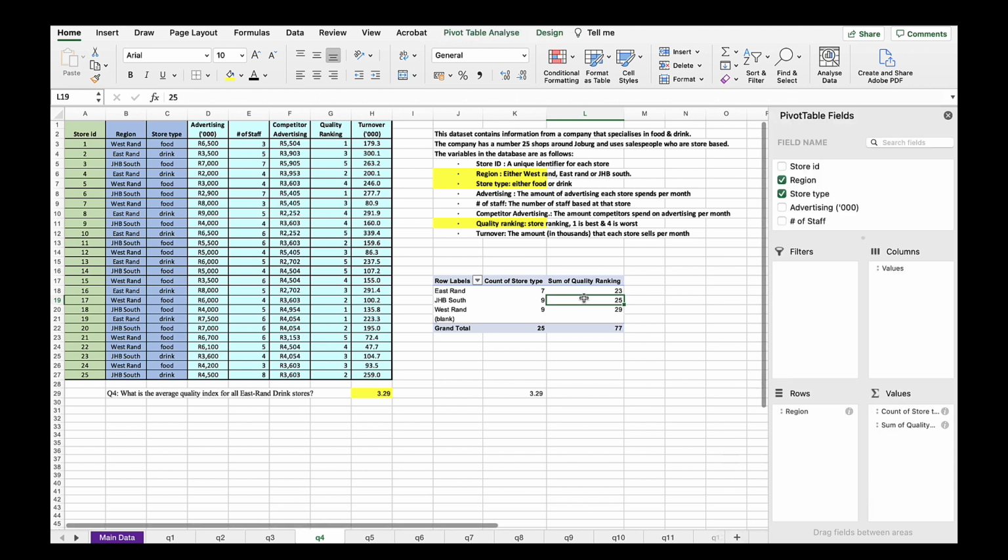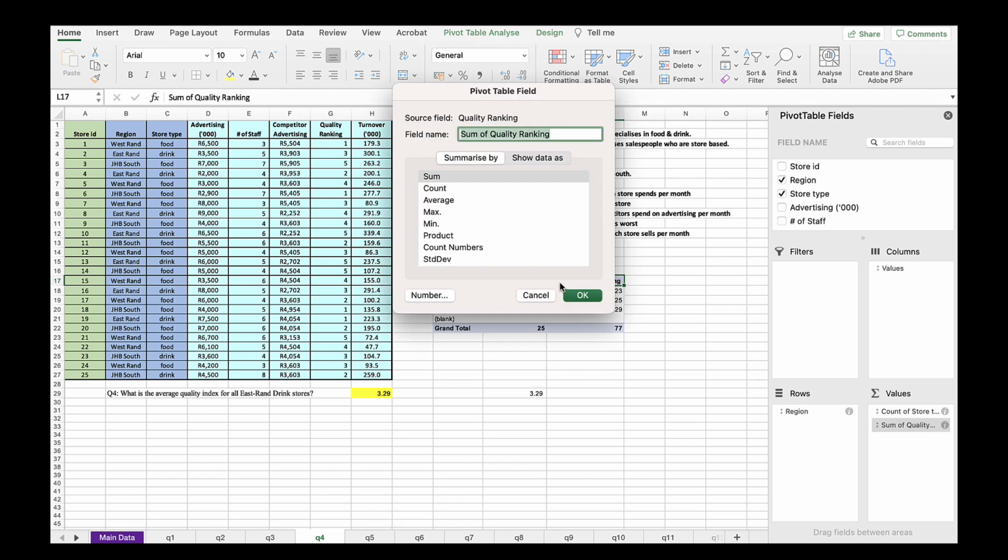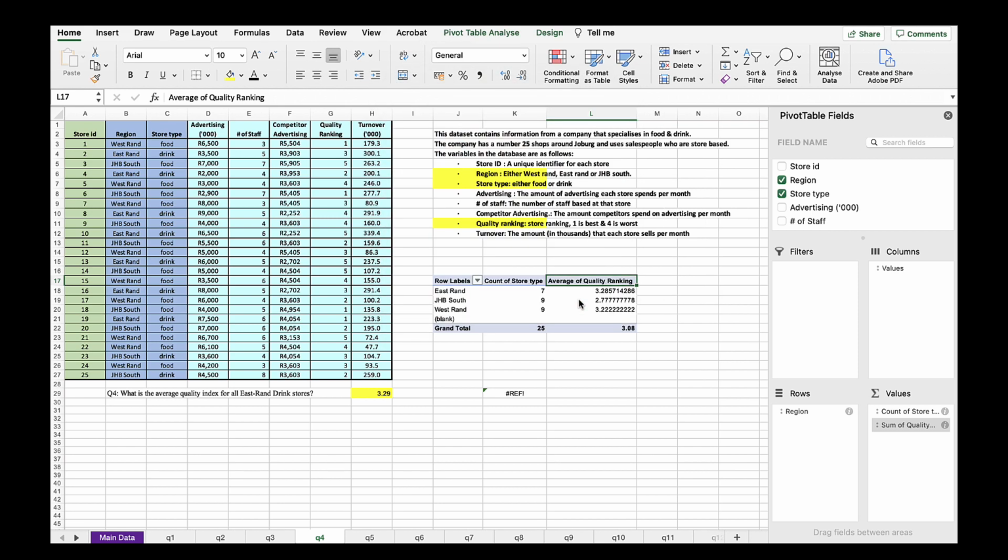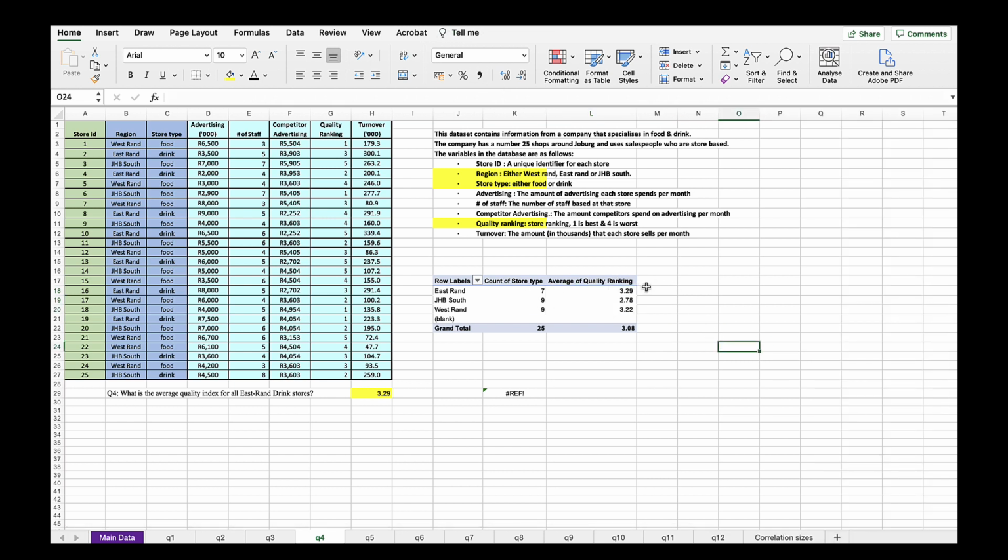What I could do is actually, instead of having the count of the one and the count of the other, instead of getting sum, I want to get the average. I can click on quality rating. I can click on average. And straight away, I can see what the average is, and if I get it to 2 decimal places, there it gives me the average quality rating for the East Rand is 3.29. Again, just two ways of calculating that. Again, great. Let's go to the next question.